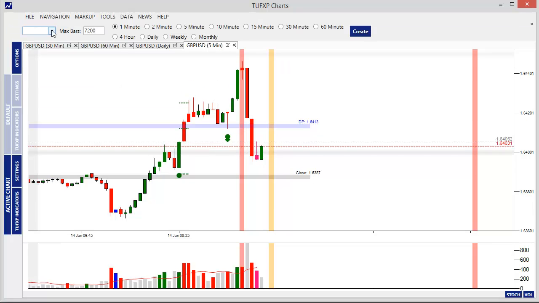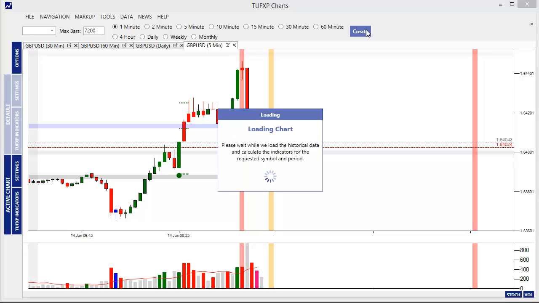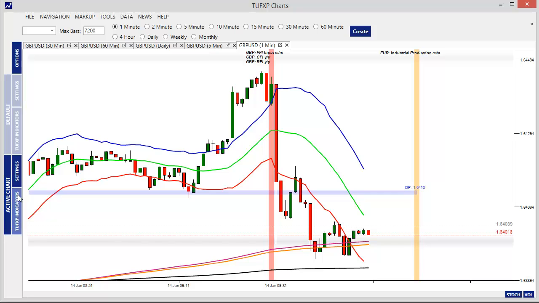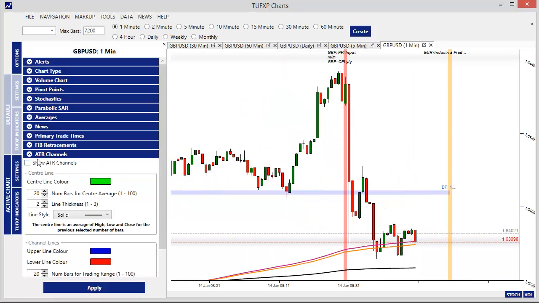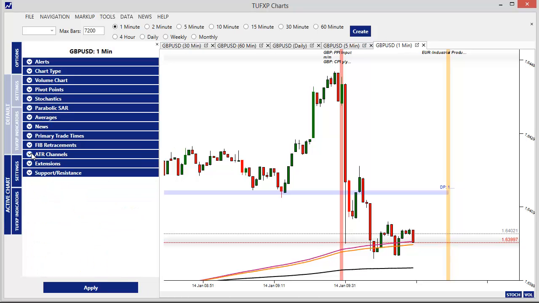What I'm going to do is just create a price chart, a 1 minute. It's going to have all sorts of rubbish on the screen, so I will just tidy that up for you. Let me just get rid of a few things here. I'm always looking to develop new ideas, so I'm just going to remove those for the moment.